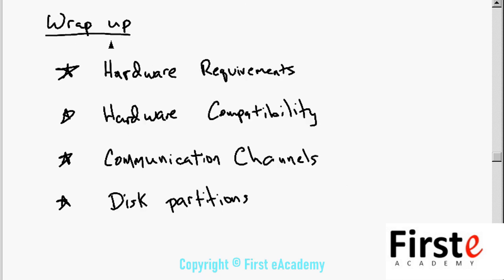Alright, well, it's time to wrap up our first video. We talked about hardware requirements, like how much RAM and disk space we need to run Linux. We talked about hardware compatibility and how to use the Red Hat hardware compatibility list on the website. We talked about communications channels, IRQ ports, and direct memory access and that sort of stuff. And then we started our discussion of disk partitions, and this is going to continue on into the next video. In that video, we'll talk about the tools that we use to partition disks, and we'll walk through a couple of case examples of what a good partitioning scheme might be.